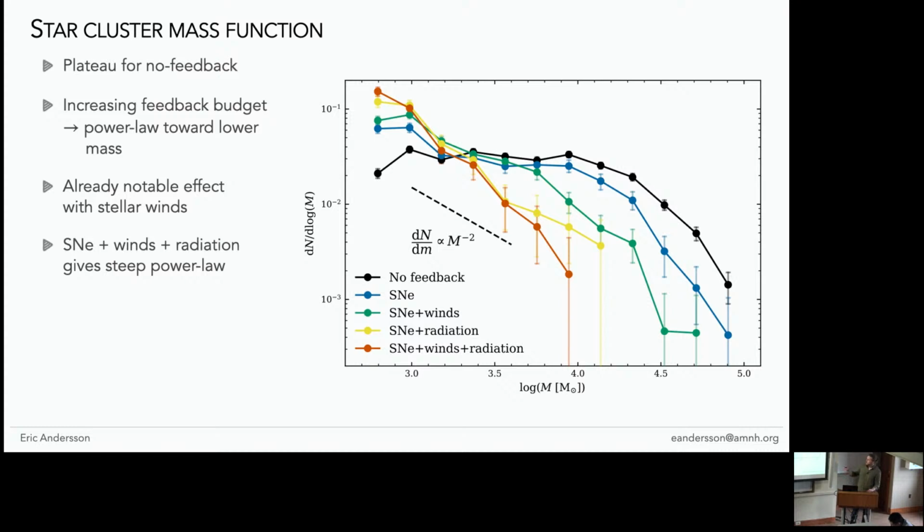First of all, just introducing stellar winds has a notable effect if we compare supernova plus winds to only supernova. Even though these winds are typically assumed to have a very small effect, they do seem to affect this mass function quite a bit. And I think that's something that's quite interesting. So why is this? Why do we get different mass functions for this different feedback process?